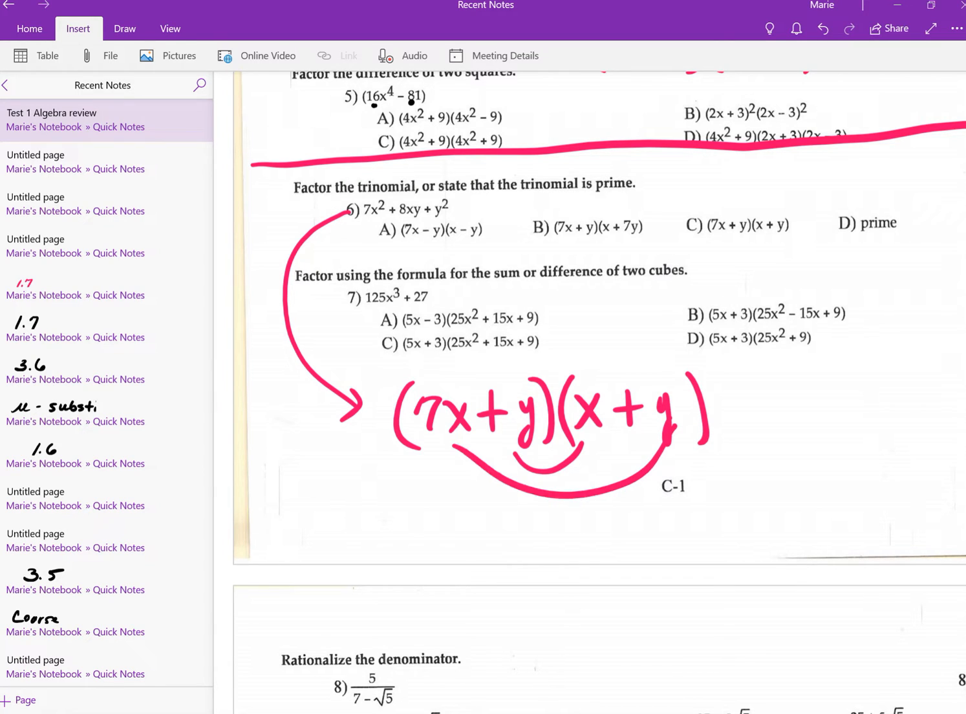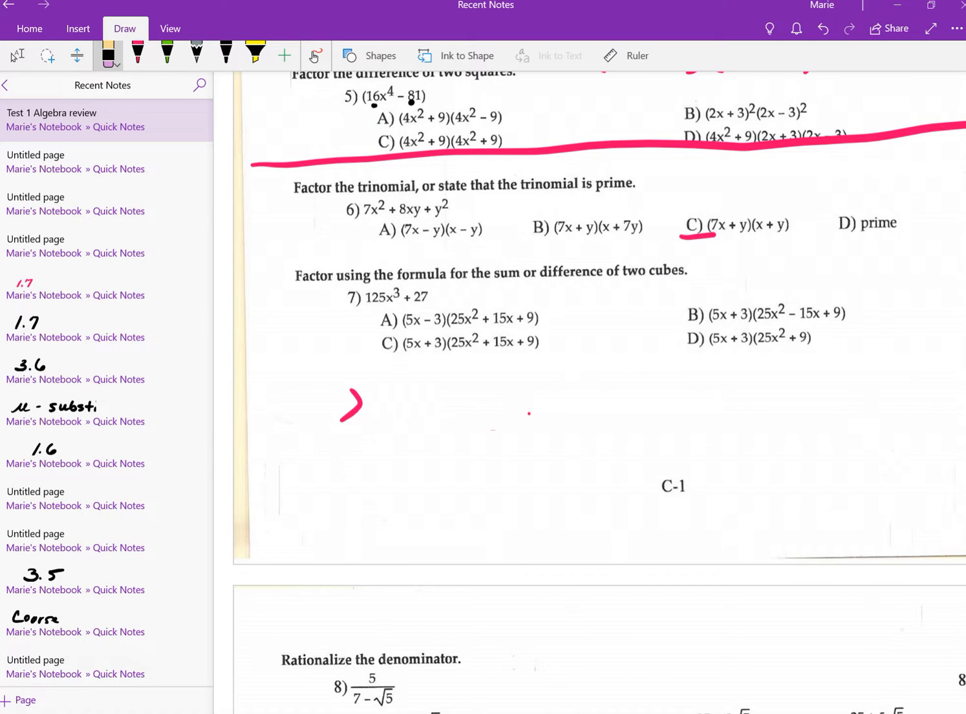Inner outer terms, you can see it gives you the 8xy. Last two terms give you y squared, and these two terms give you 7x squared. So obviously that answer choice should be C for this particular one. There are no negatives, they're both positive, so that's the big hint. So once again, I'm going to erase to make space.